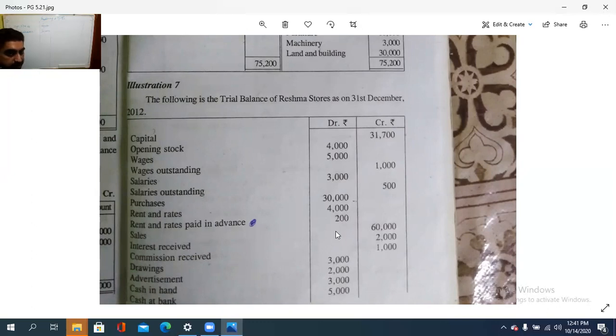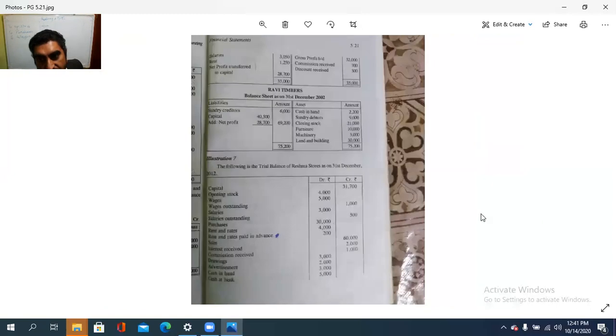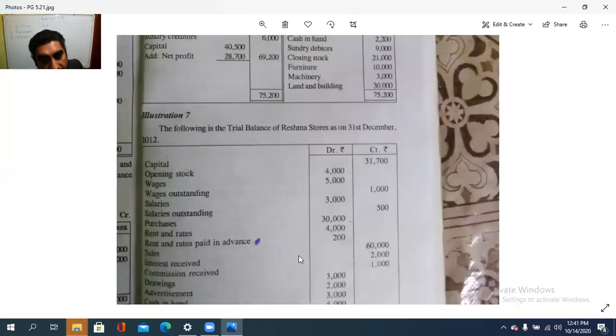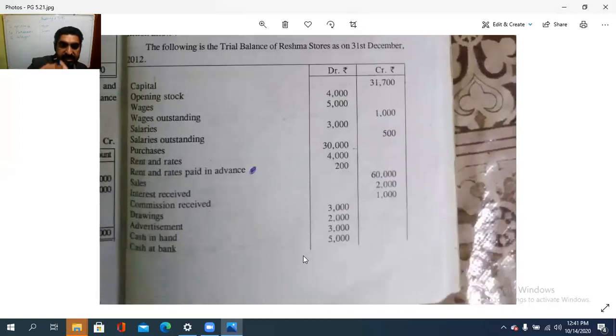Then what is there as wages? Wages, there is outstanding also. Okay, so that adjustment is to be done here. Wages only 5,000, and the outstanding is to be shown in the balance sheet. That is another thing. So wages and salaries, there is outstanding 1,500 showing on the credit side. So it will come on the balance sheet liability side. So wages, it is 5,000. Then any other item, salary, salaries outstanding, purchases, rent and rates paid in advance, sales. So sales is coming here.